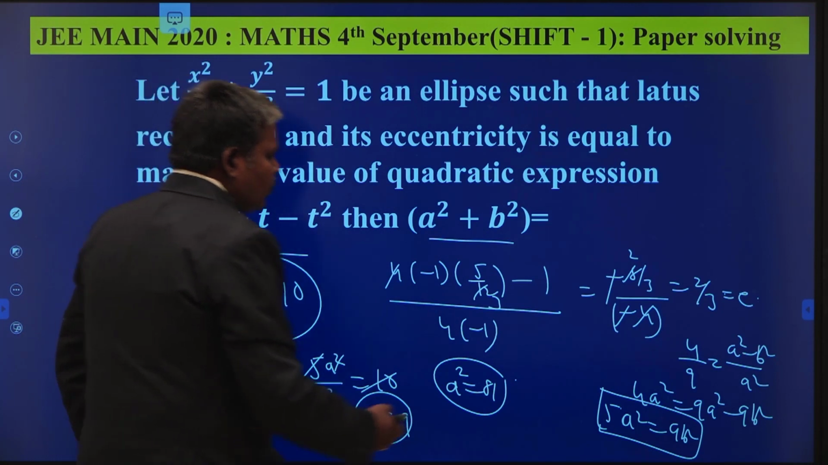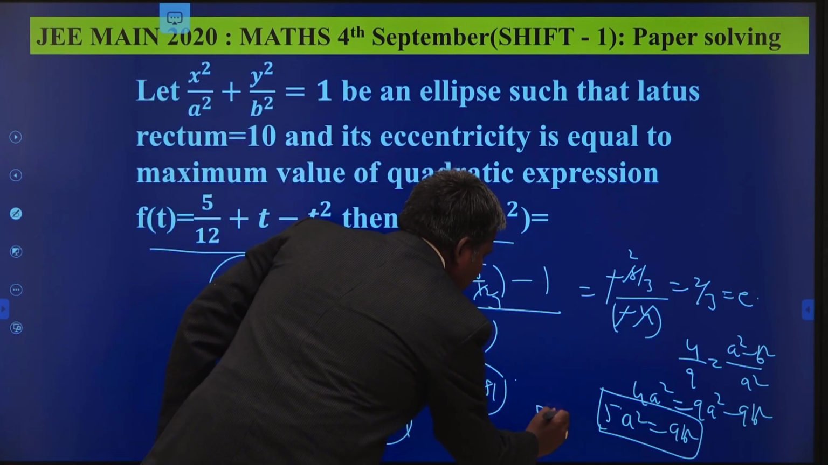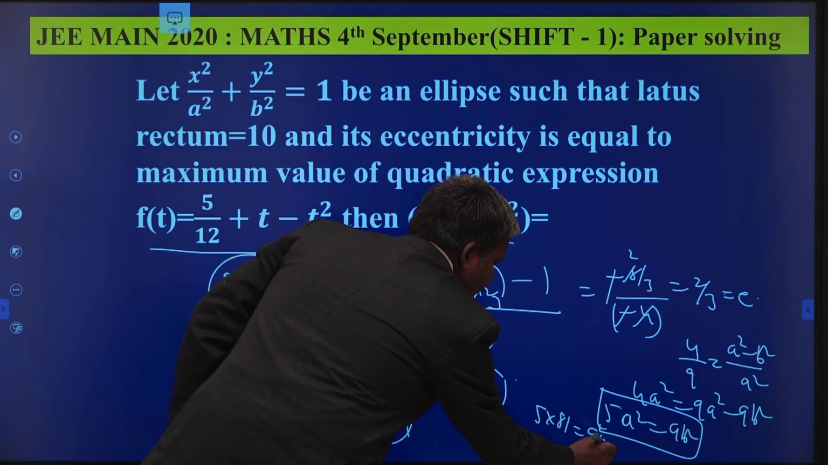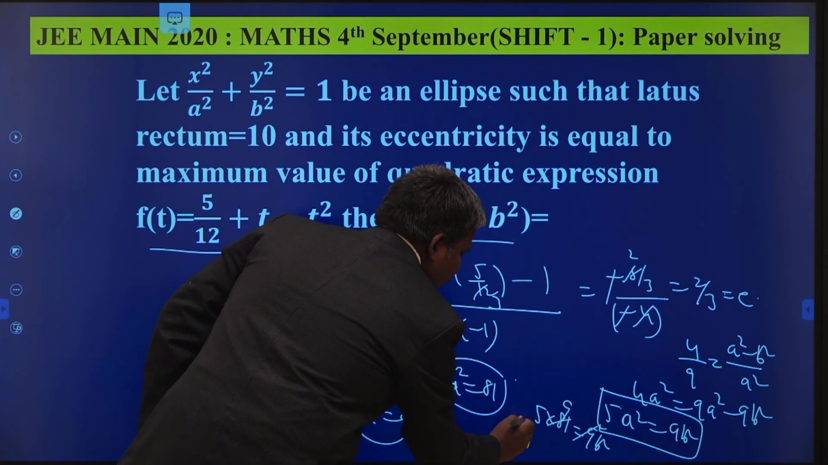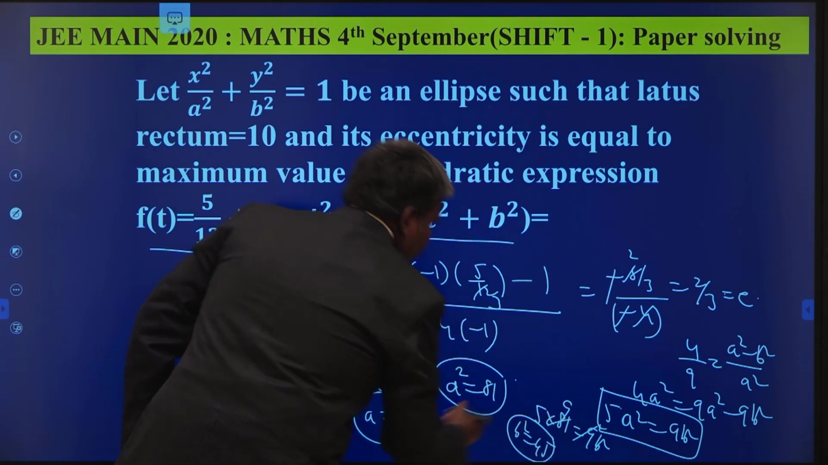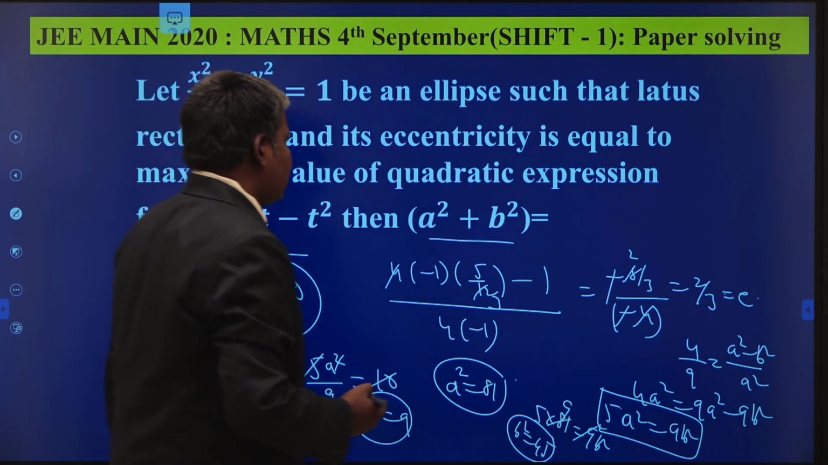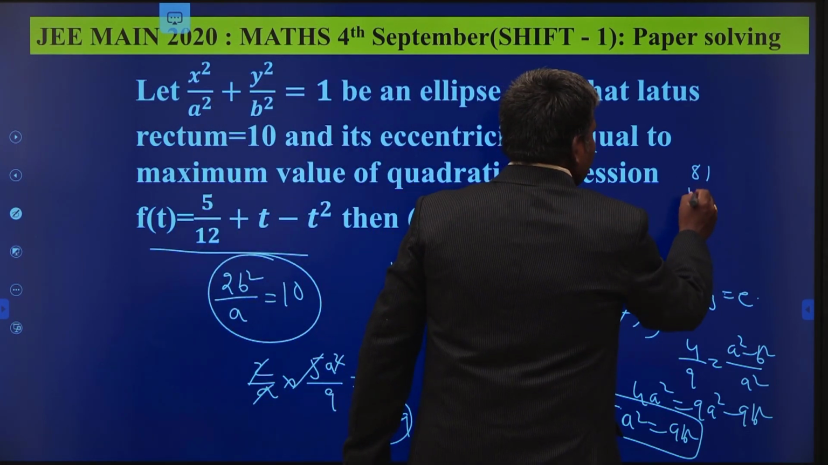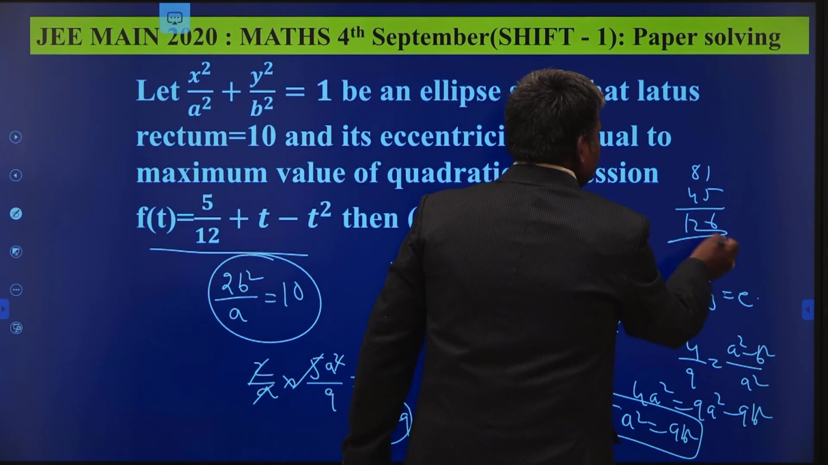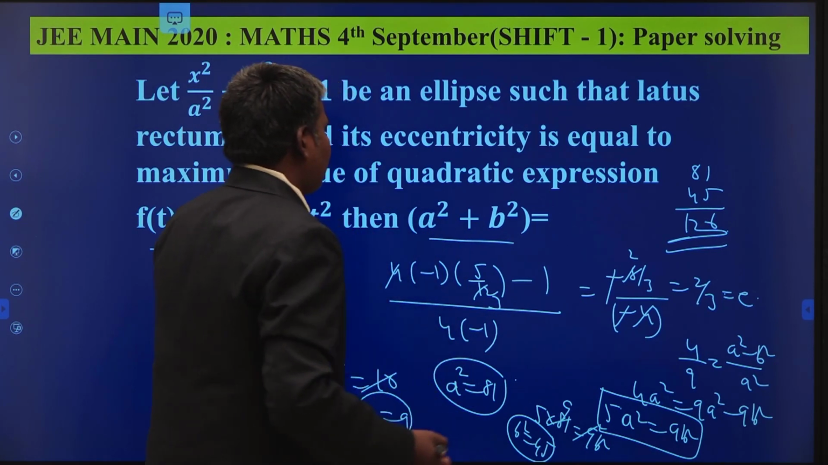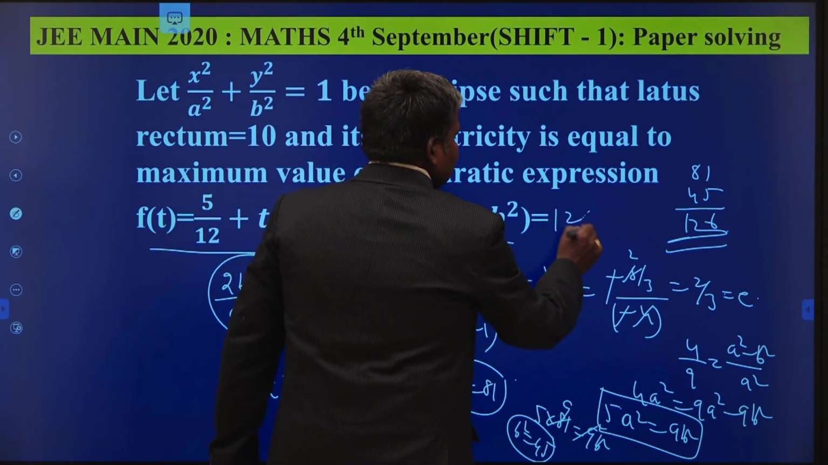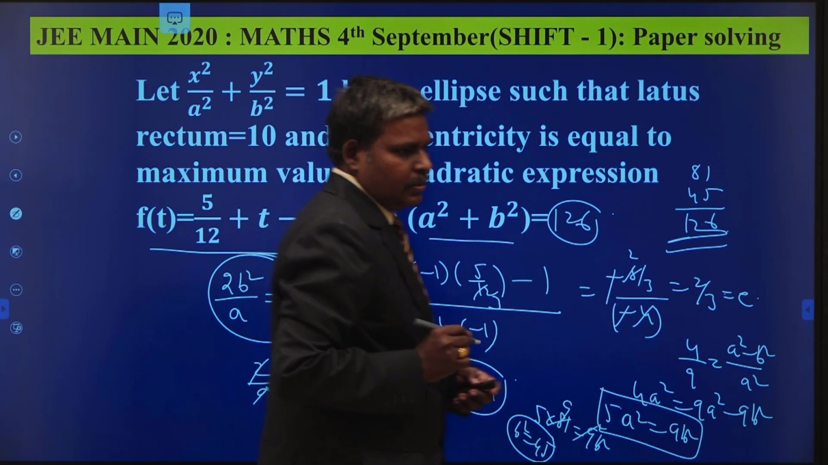When a square is equal to 81, 5 times 81 is equal to 9b square. 9 nines, b square is 45. So we have b square is 45, a square is equal to 81. 81 plus 45, 126. So your value of a square plus b square is what? 126. Okay.